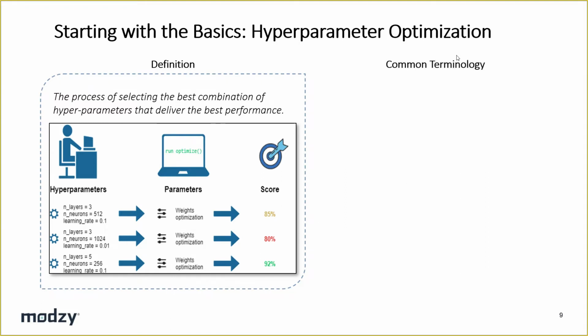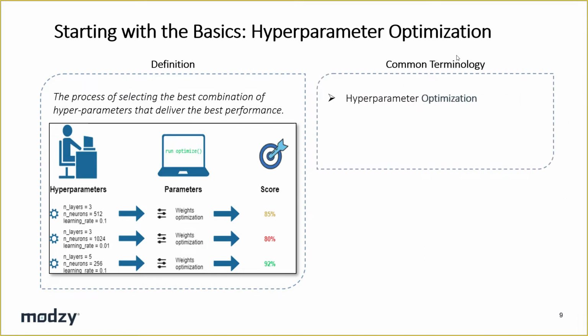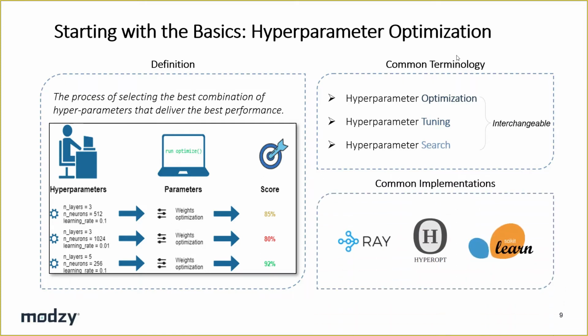Some common terminology you'll hear that you can use synonymously are optimization, tuning, and search. And some common implementations include RayTune, which we'll use today, HyperOpt, which is also an open source, really useful tool, and scikit-learn has some built-in hyperparameter search capabilities.